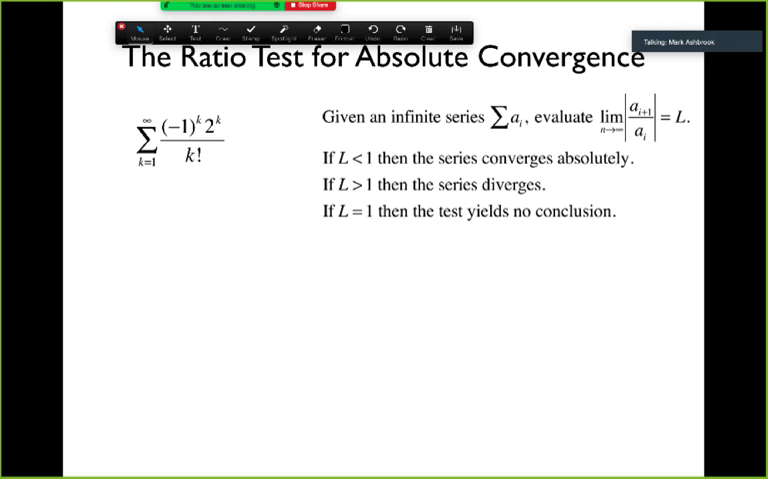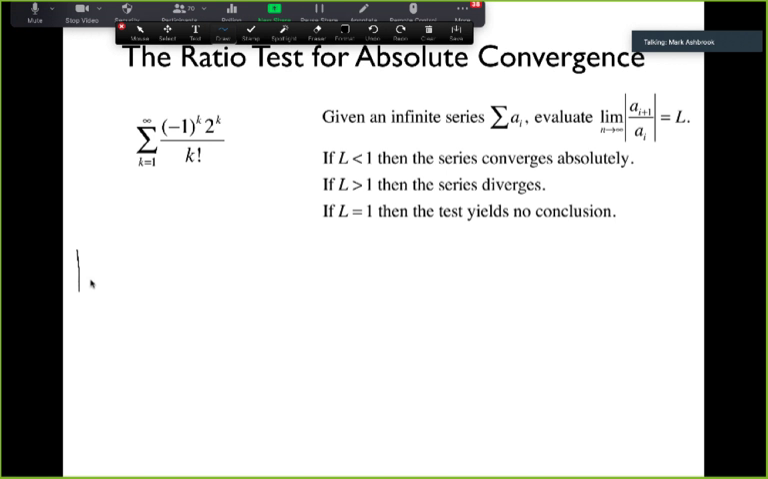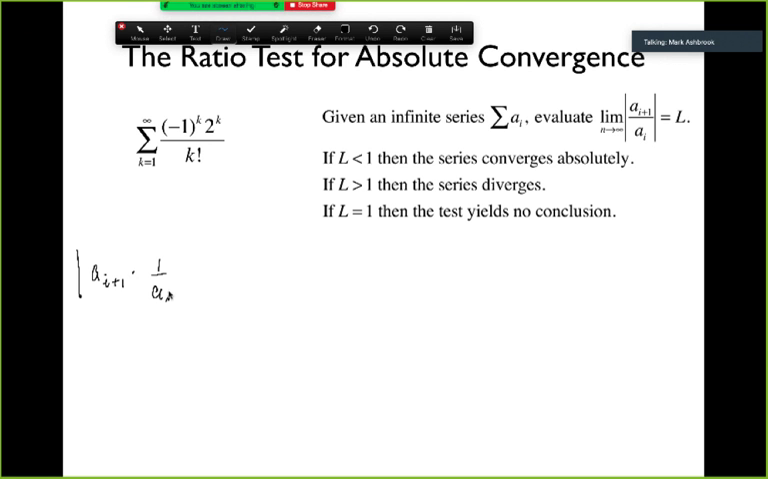Okay, here's one. Factorials. We gotta remember our factorials. So here we go. We're gonna set up a_{k+1} times 1 over a_k. And what is that? Negative 1 to the k plus 1, 2 to the k plus 1 over k plus 1 factorial. So that's the k plus first term, now times the reciprocal of the kth term.